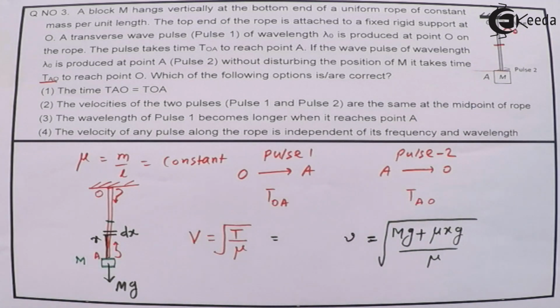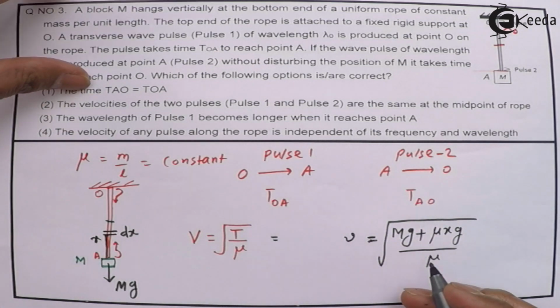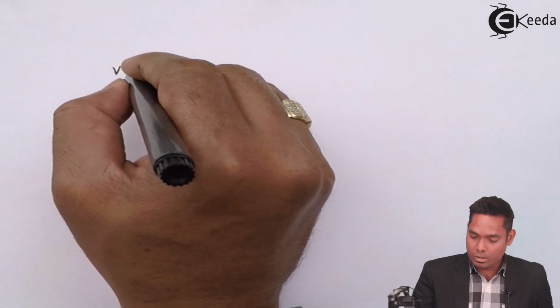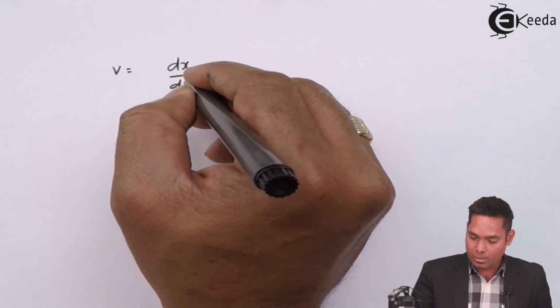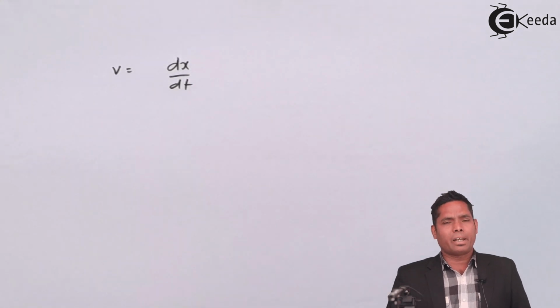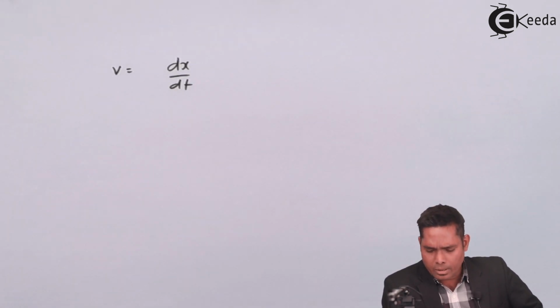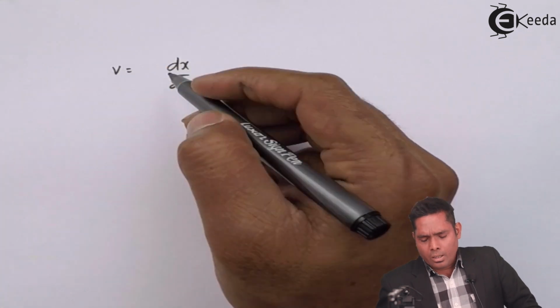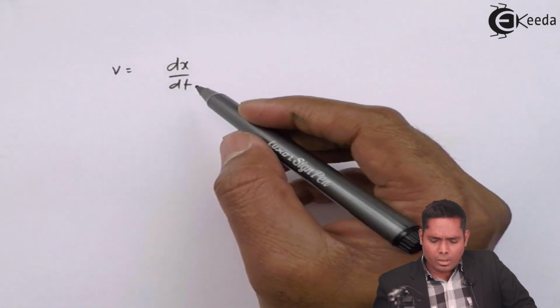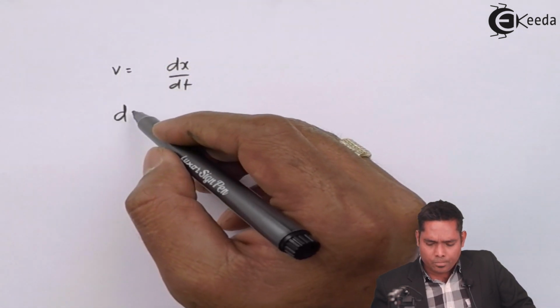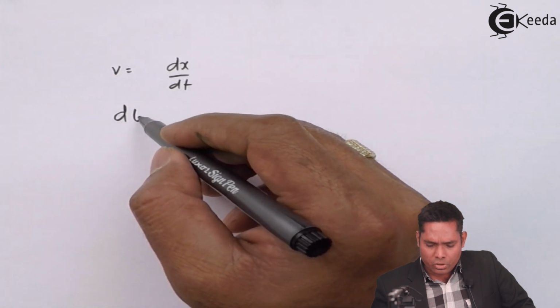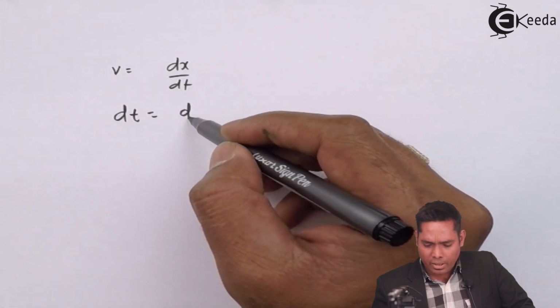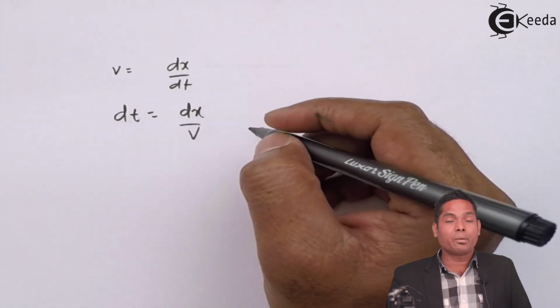So in this small displacement dx, the velocity is assumed to be constant, and if I want then I can write that this velocity is dx upon dt. Supposing that it takes time dt, then v is dx upon dt. This time I will write time is dx over v, because I am interested in time.